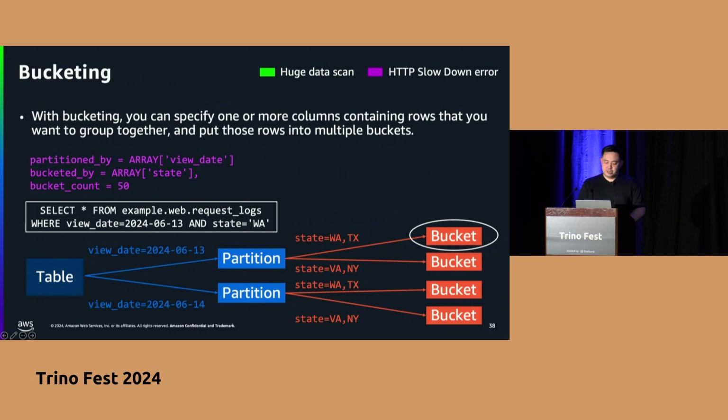As well as partitioning, bucketing is a solution for the huge data scan and the HTTP slowdown error. Bucketing is a technique for distributing records into separate files based on the value of one or more columns. This ensures that all records with the same value will be in the same file. So by organizing data this way, you can perform efficient filtering because only the relevant buckets need to be processed, reducing computational overhead. As an example, the table is bucketed into 50 buckets by the state column. And by running this select query, you can perform efficient filtering.